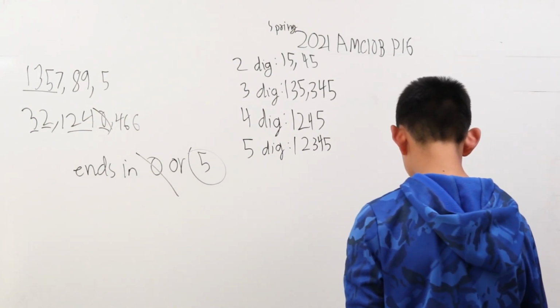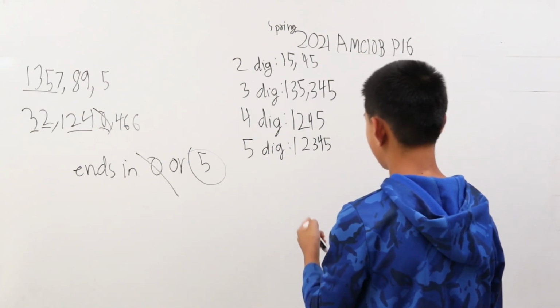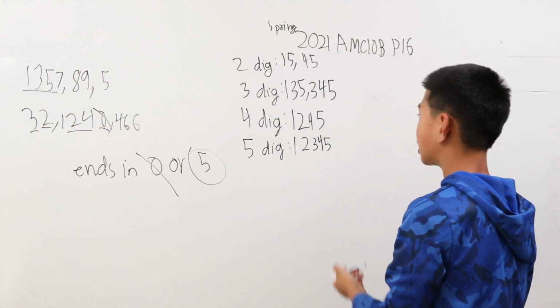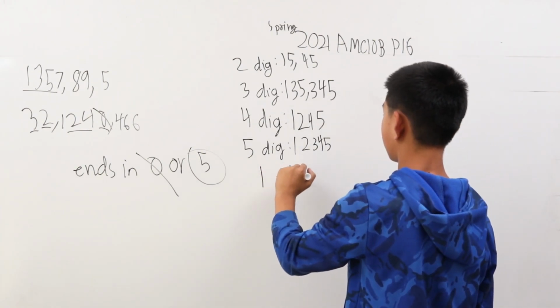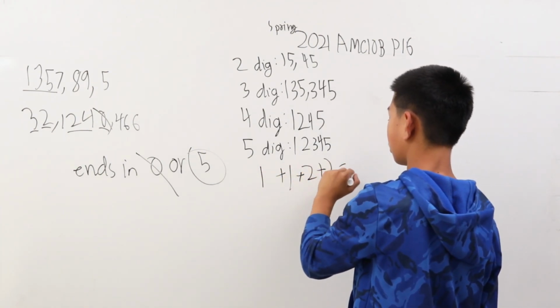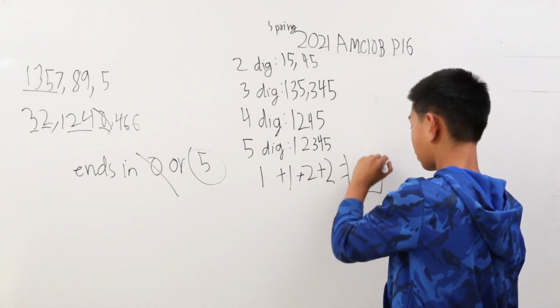Now, are there any 6 digits? There are none. So we can just add up all these cases. This is 1 plus 1 plus 2 plus 2, or our answer, 6. And we are done.